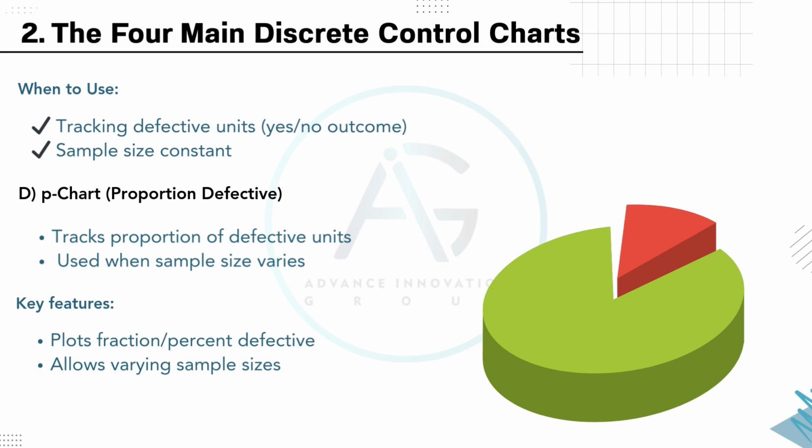It's designed to adjust for varying sample sizes, which means even if your inspection volumes differ, you can still monitor trends accurately. Think of the P chart as an extension of the NP chart. NP chart equals counts of defectives when sample size is fixed. P chart equals proportions of defectives when sample size varies. So if your quality control team inspects different batch sizes each day, and you still want to monitor performance fairly, the P chart is your go-to tool.